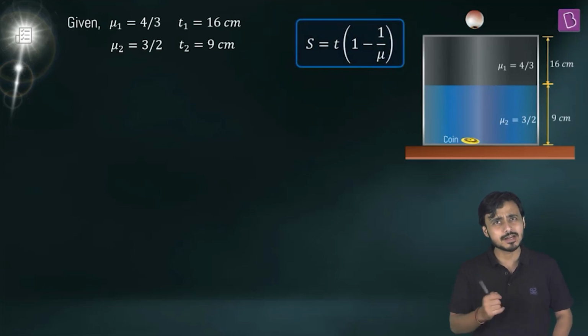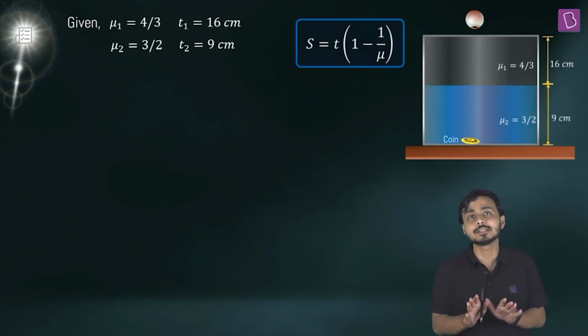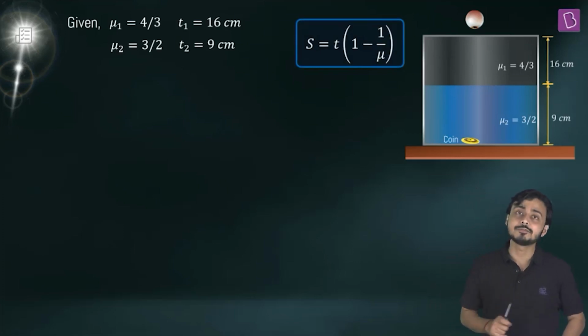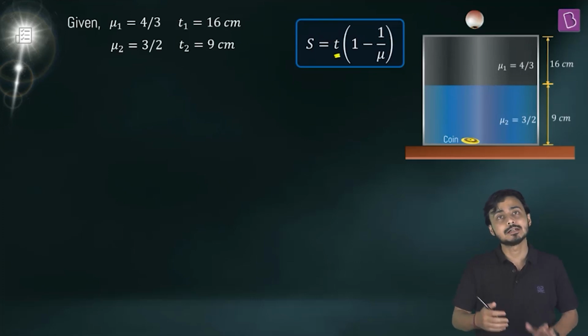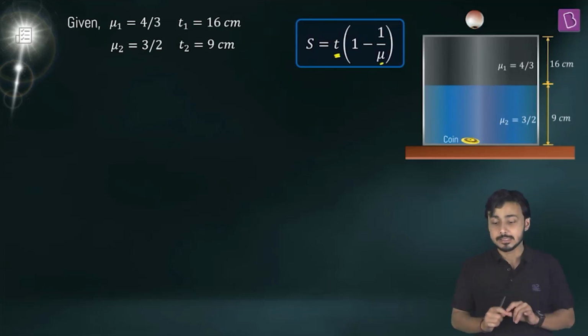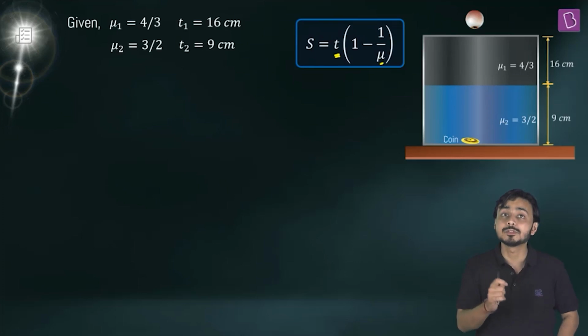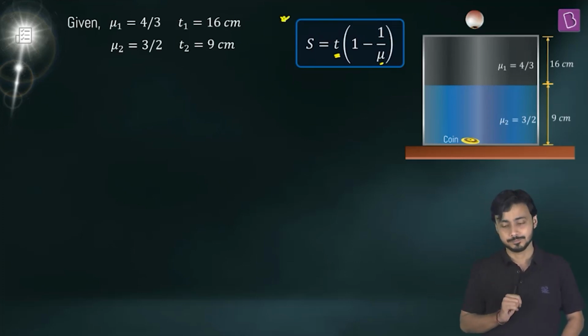You might have read this formula, right? When the observer is in air, this is the shifting which is provided for each slab having T as the thickness and mu as the refractive index. Please remember that this is the case when the observer is in air, correct? The medium of the observer is to be taken as air. This formula is valid only when.